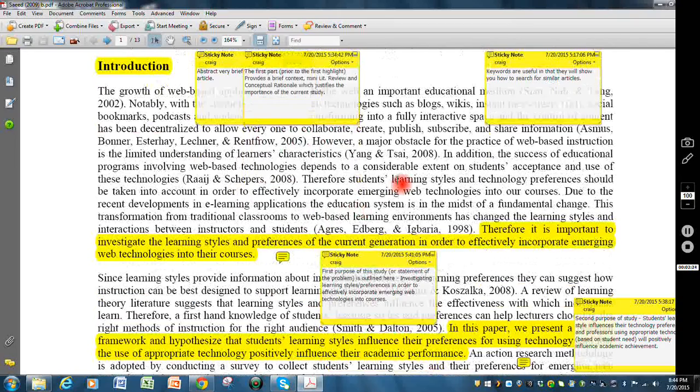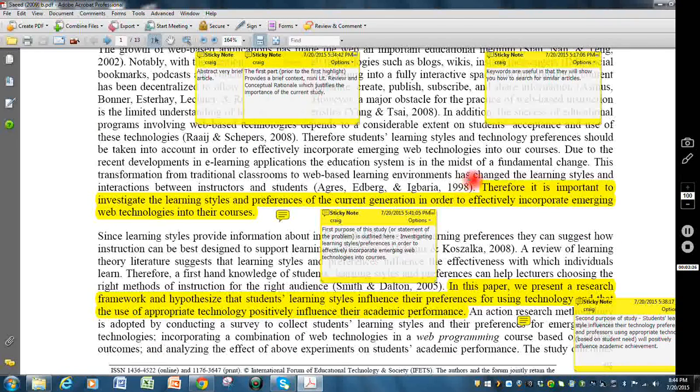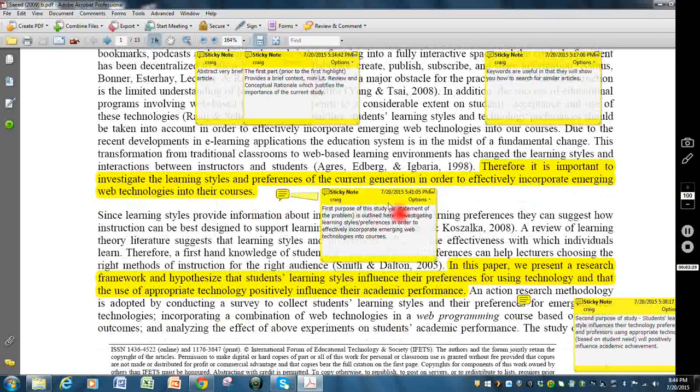And then usually at some point there's a transition, and as you can see in the highlight here, you'll see the first purpose of this study, and or a statement of the problem. And in this particular instance, one of the purposes of this study is investigating learning styles or preferences in order to effectively incorporate emerging web technologies into courses.